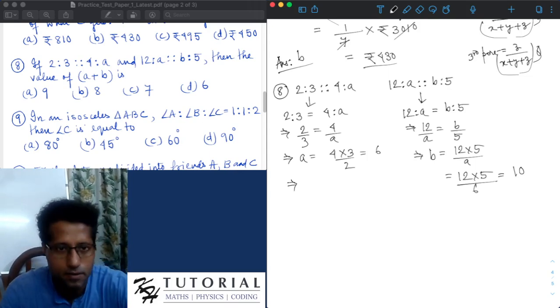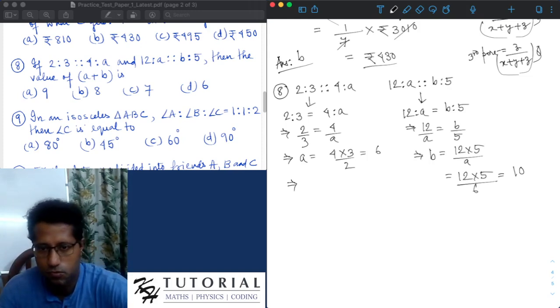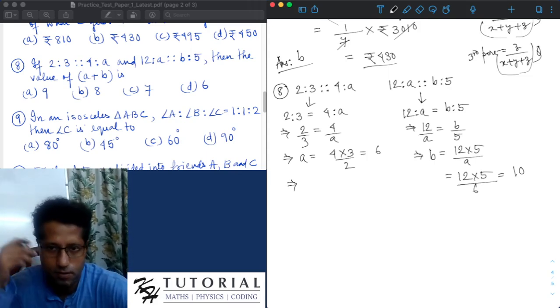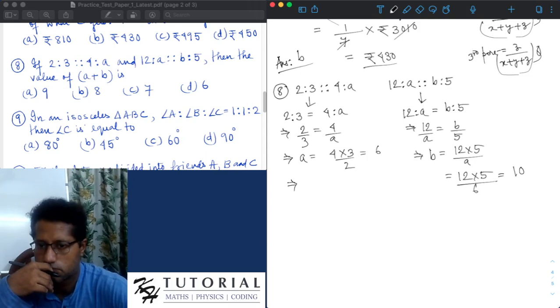Let me see if I did it correct or not, if I did some mistake or not. So we have 2 is to 3 equals to 4 is to a. This means 2 by 3 equals 4 by a, and then from here we can find a to be 4 into 3 by 2, that is fine. A is 6.